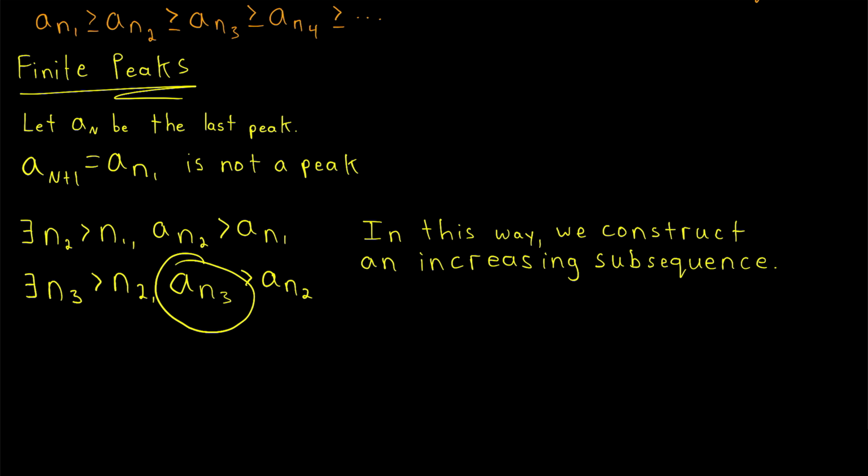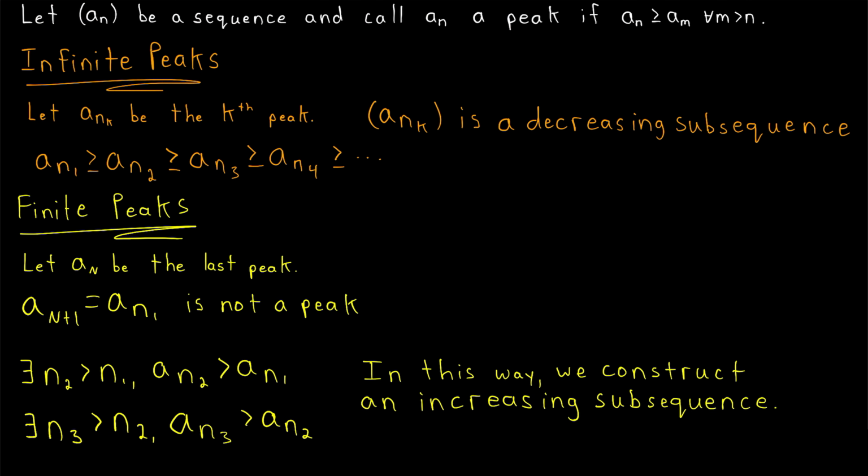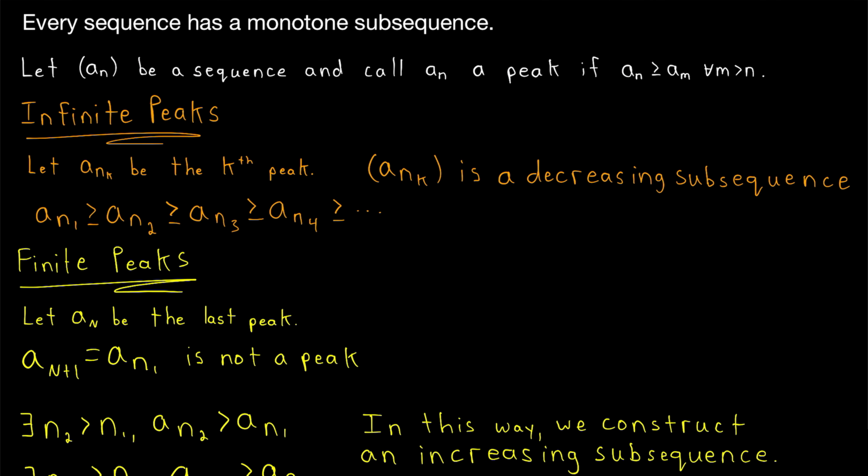Again, a_{n_3} wouldn't be a peak, and so there would be a bigger term in the sequence, a_{n_4}, coming after it. Then there'd have to be a bigger term after that, a_{n_5}, since a_{n_4} isn't a peak either, and so on. So in either case, whether our sequence has infinitely many peaks or finitely many peaks, we can find a monotone subsequence. Thus, every sequence has a monotone subsequence.